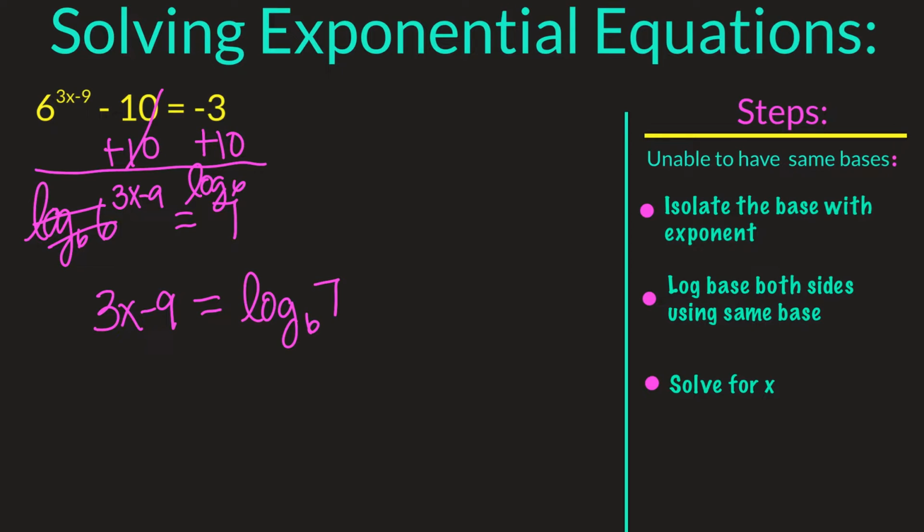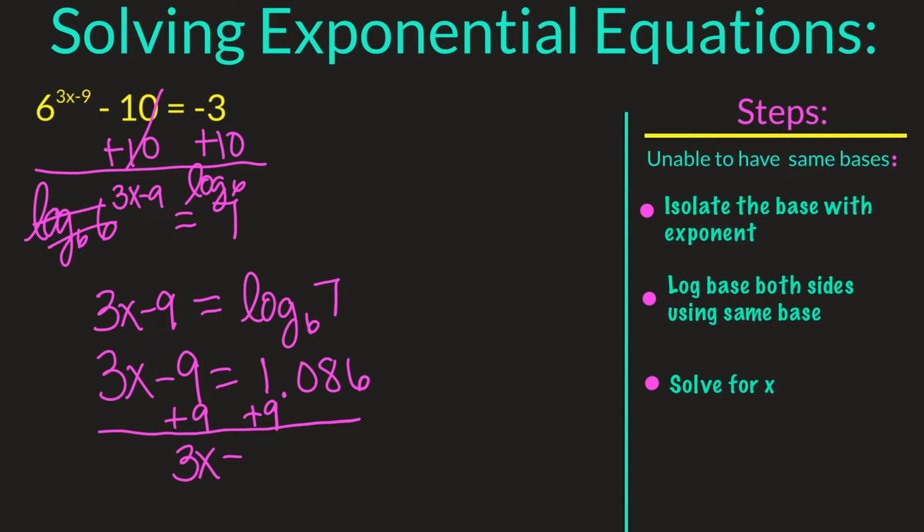So let's go ahead and do that on your calculator using those same tips. To do log base 6 of 7, you want to hit Alpha, Window, and then go to number 5, and enter your 6 as your base and then 7, and then hit enter. So rounded to the nearest thousandth, that comes out to be 1.086. Now we're going to solve for x. So we need to add 9 to both sides. That's going to give you 3x equals 10.086. And then you would divide by 3.